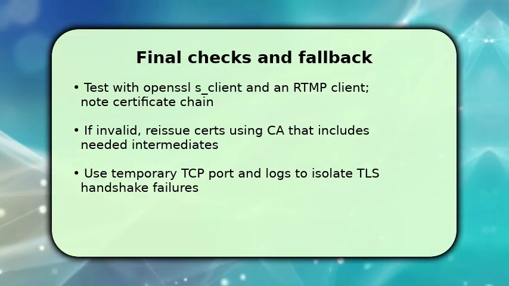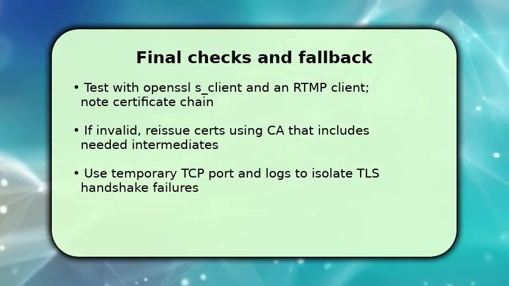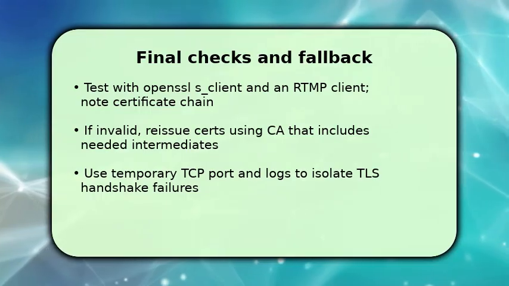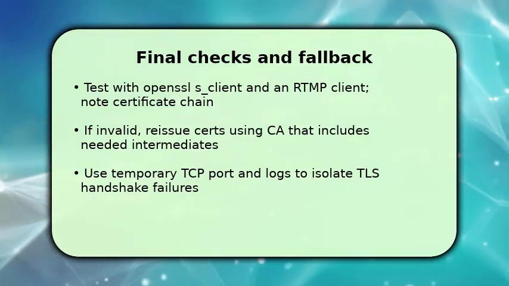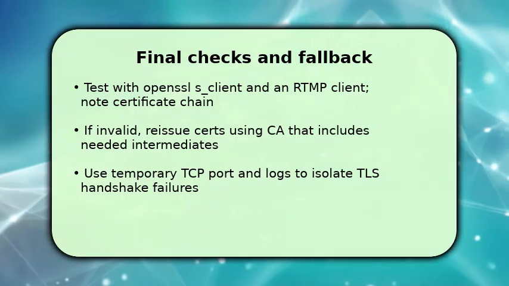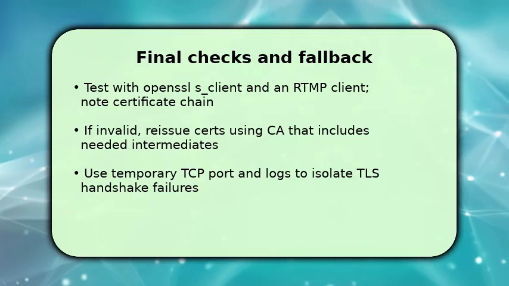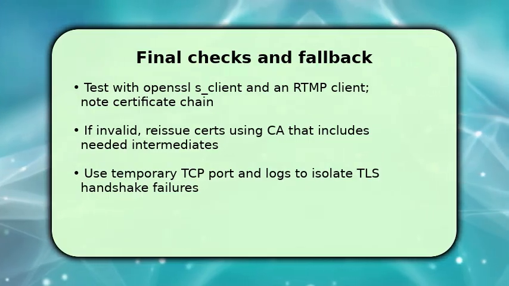If you still see invalid certificate errors, reissue the certificate ensuring the CA included intermediates and proper chain order. If problems persist, enable verbose TLS and Rtmp logs. Bind the server to a temporary port to isolate traffic, and watch the handshake to see which certificate or chain link the client rejects.